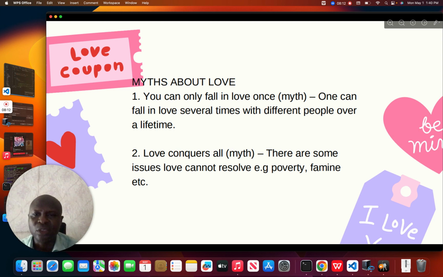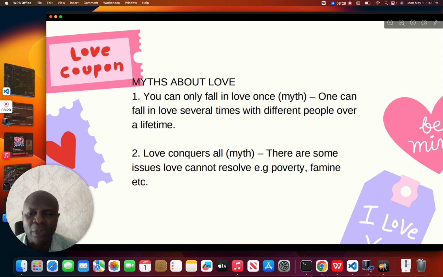So number one, "you can only fall in love once" is a myth. One can fall in love several times with different people over a lifetime. "Love conquers all" is also a myth. There are some issues love cannot resolve.